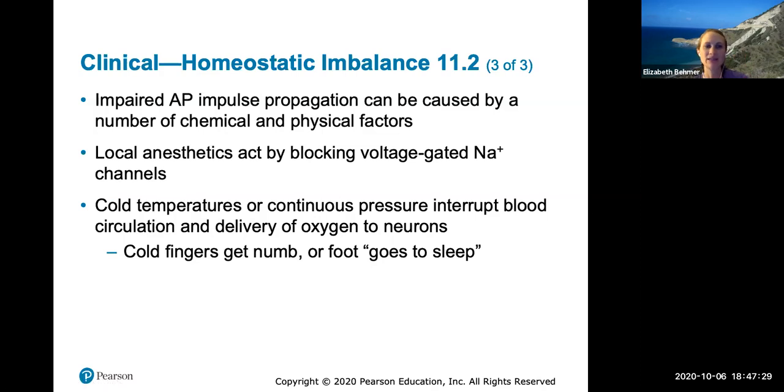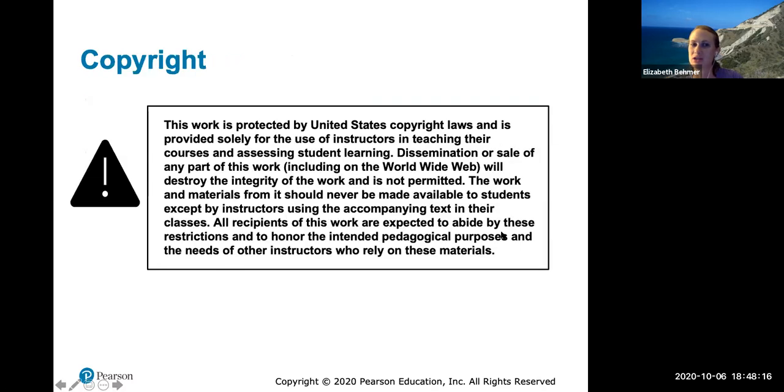A little more clinical aspects: impaired action potential impulse propagation can be caused by a number of physical and chemical factors. Anesthetics will act by blocking some of those voltage-gated sodium channels, to try to keep pain from traveling so you don't feel it. Cold temperatures or continuous pressure will interrupt blood circulation and delivery of oxygen to the neurons. So your cold fingers will get numb, or your foot will feel like it's going to sleep. And if you ever feel that prickling on your foot, that's just the interruption to blood circulation and delivery of oxygen to the neurons. So you'll feel a different sensation.